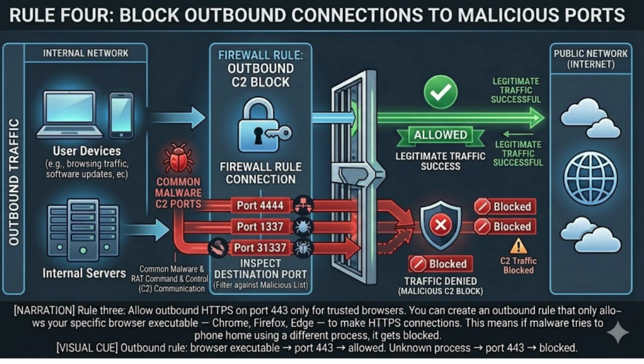Rule 4. Block outbound connections to known malicious ports. Ports 4444, 1337, and 31337 are commonly used by malware and remote access Trojans for command and control communication. Create outbound block rules for these 3 ports.